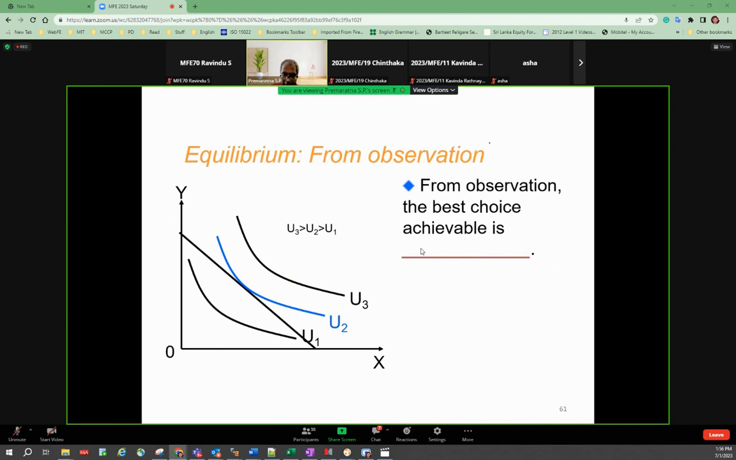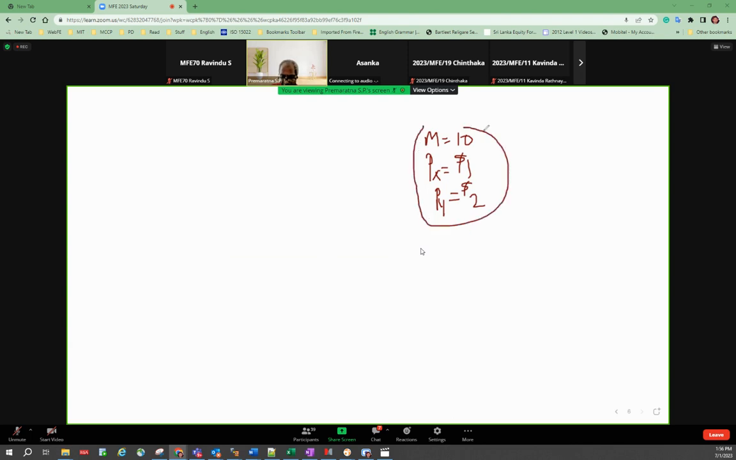Now, if you take the previous case as an example, let's say the money income is 10, the price of X is 1, and the price of Y is 2. So can you draw the budget line as originally given? Take a few minutes and draw.